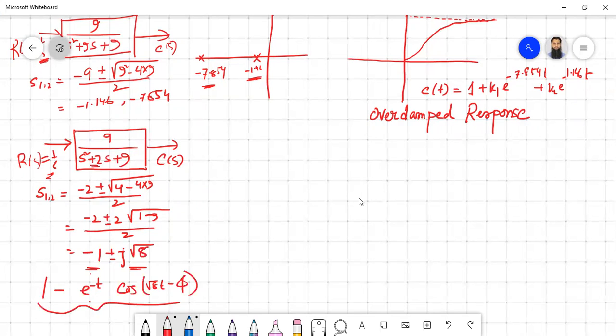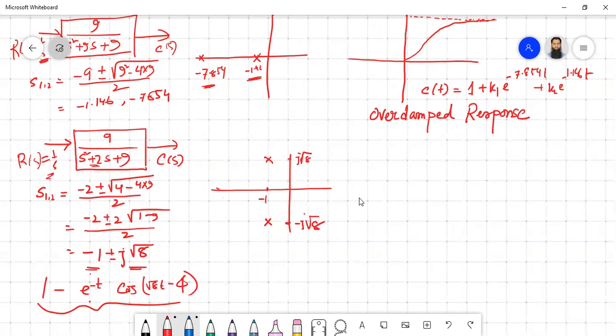Okay, so what does it mean? First of all, let us try to look at the pole locations. So pole locations, this is maybe minus 1, and say this is j root over 8 somewhere here. Similarly, somewhere here. So this is your pole location: minus 1, then you have j root over 8 and minus j root over 8.